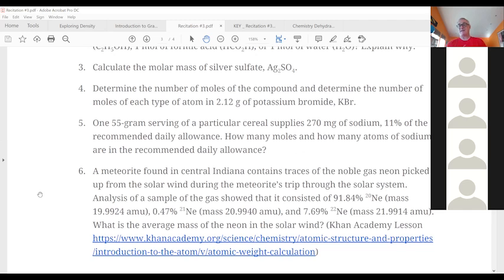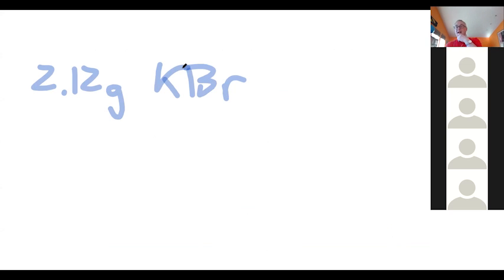Because this is a classic converting units question. So it's got two parts. It's figuring out what the mass of potassium bromide is, then doing a unit conversion. So we're doing both. We want the number of moles of each type of atom in potassium bromide. All right, so 2.2 grams. So let's go back to our whiteboard. So we have 2.2 grams KBr.